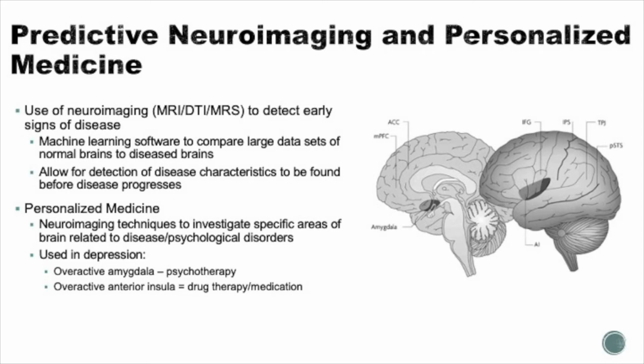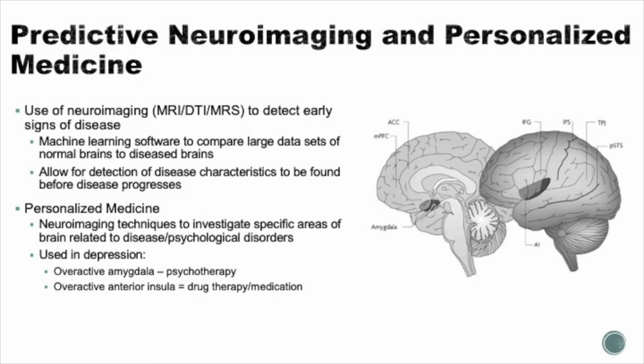Personalized medicine also uses neuroimaging techniques, but this is to investigate the specific areas of the brain that are related to disease or psychological disorders. An example of this is depression. Depression can cause deficits in different regions of the brain. So if somebody were to go into an MRI and they found that they had an overactive amygdala, they might prescribe this person psychotherapy. Psychotherapy has been shown to be better for individuals who have overactive amygdalas if they have depression.